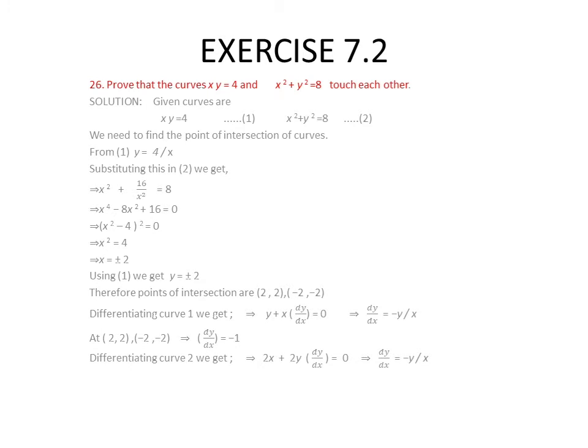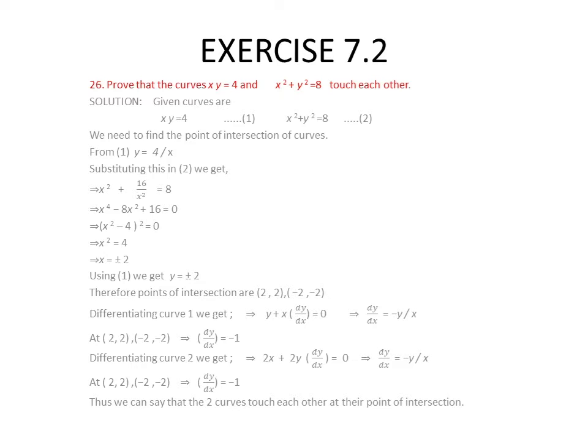But we have to now verify that if the curves are touching each other, then the slopes at that particular point of contact should be equal. So I am differentiating the first curve, that gives me dy/dx = -y/x. And when I am substituting the points (2, 2) and (-2, -2), I get the slope as -1. Similarly, I am differentiating the second curve also, and there also I get dy/dx = -y/x. And in this also I have substituted the points (2, 2) and (-2, -2). This also gives me the slope as -1.